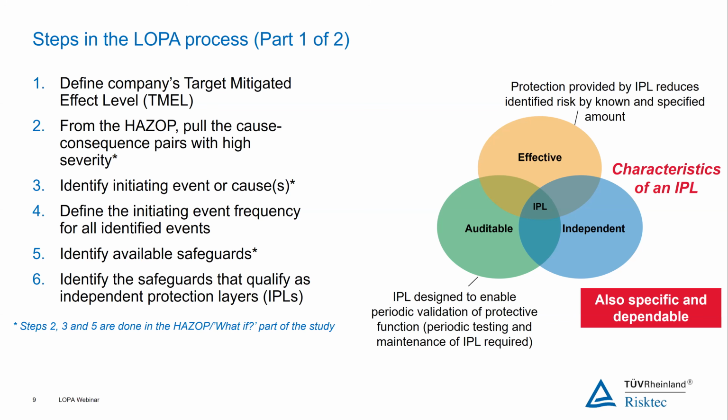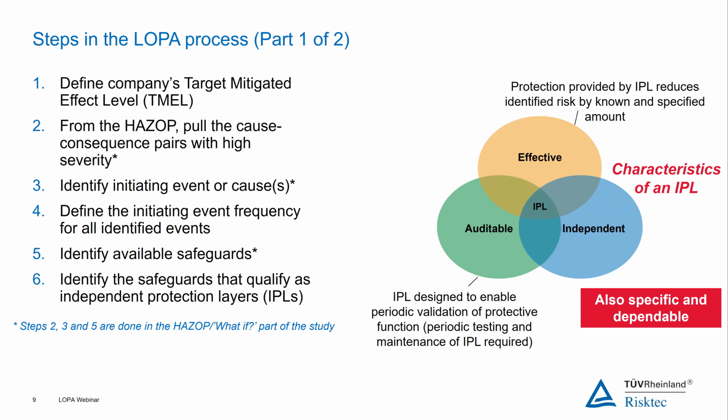That is one of the common areas that you can be tripped up on: assessing the safeguards and actually identifying which of these are truly independent. There is a book called CCPS LOPA that has quite a lot of good information on independent layers, if anyone wants further information on that.